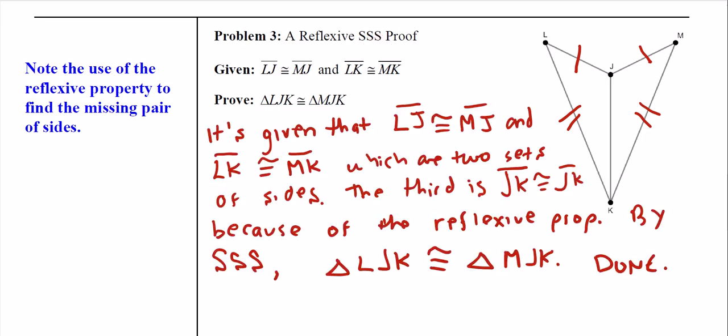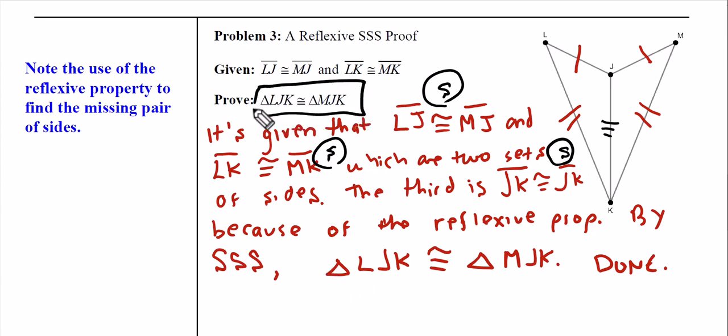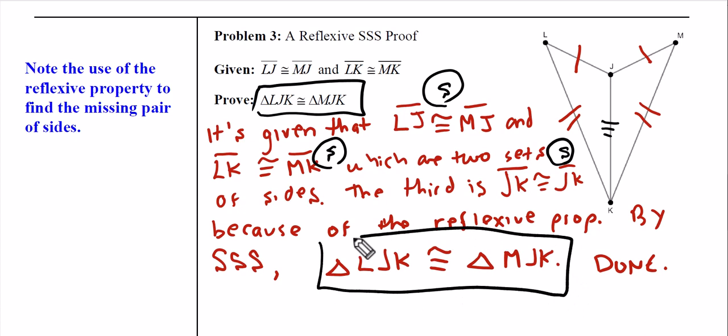So here's a paragraph proof. We know we're given 2 sides already, right? We're given this pair of sides and we're given this pair of sides. The third side is JK is congruent to JK because of the reflexive property. So then this gives us our third pair of sides. By the SSS, we can prove that the 2 triangles are congruent like we were asked to do. And that's it. We're done.